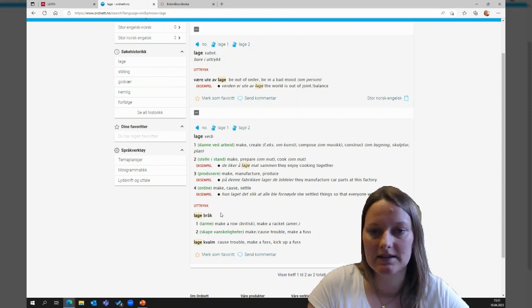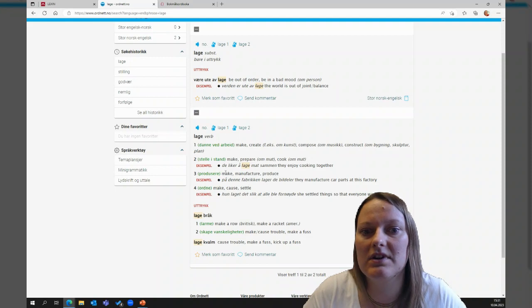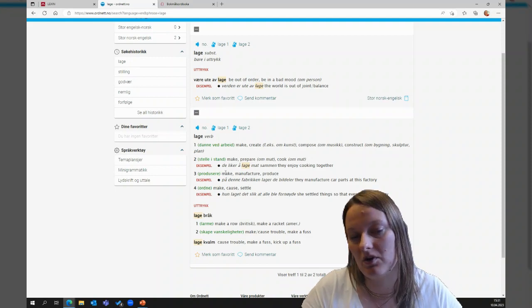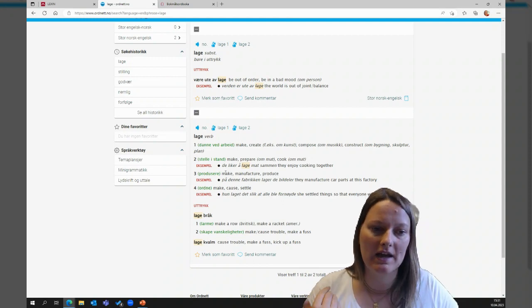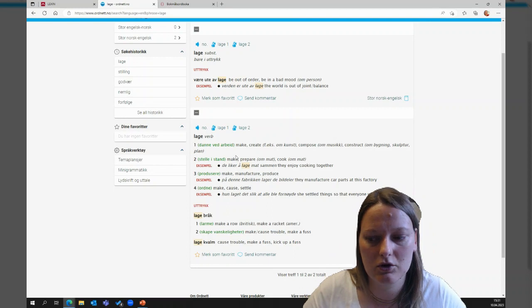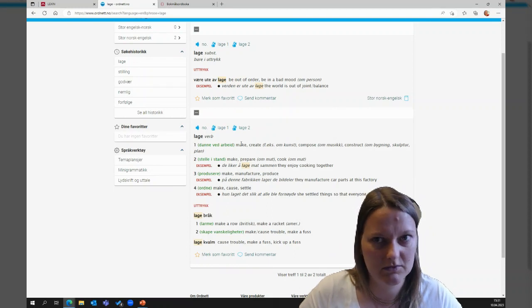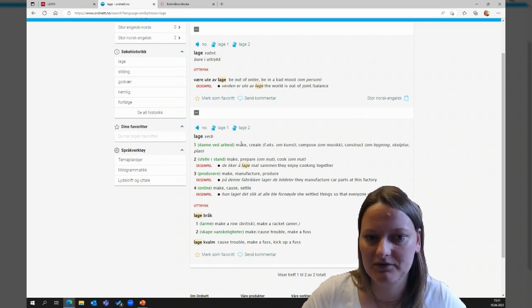Something that this online dictionary is missing is how the different forms of the verbs or the words are in the Norwegian English dictionary. They only have that in the Norwegian one, and even then it's not as intuitive. Let's say that.